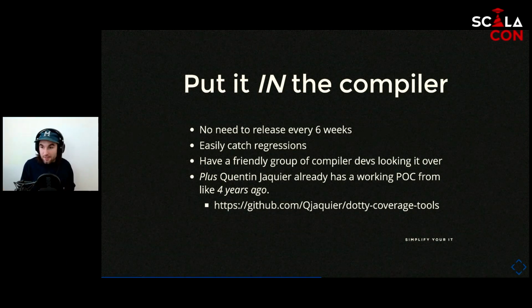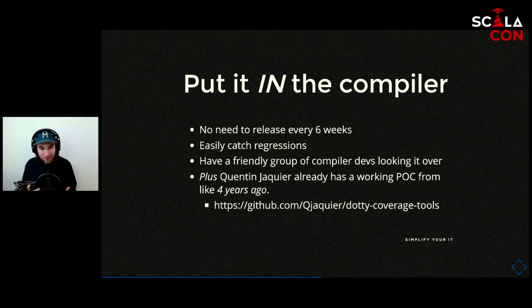You don't need to release every 6 weeks. There's no, oh, I want to update, but I can't because I'm waiting for this other library to publish. This is especially relevant for things like compiler plugins that you have to publish for every single release. You can much more easily catch regressions. Like if something changes in the language, you can catch it before it's published, basically. Plus, you have a friendly group of compiler devs looking it over for you and giving you feedback on your code instead of just randomly doing it on your own.